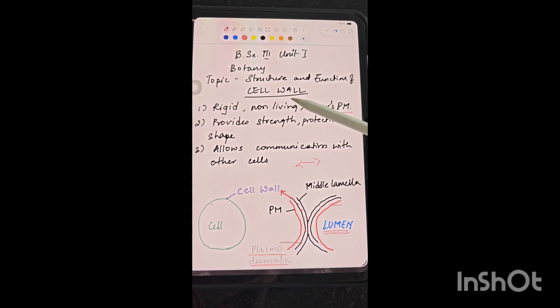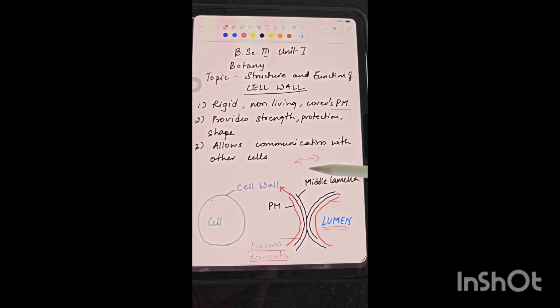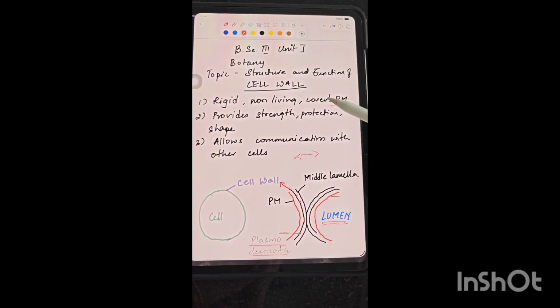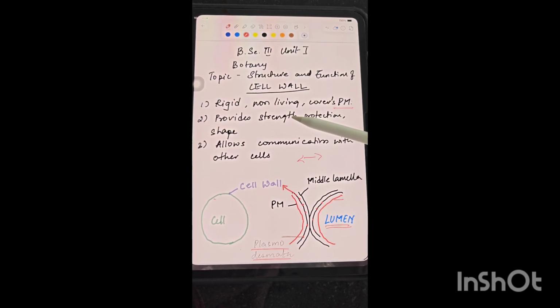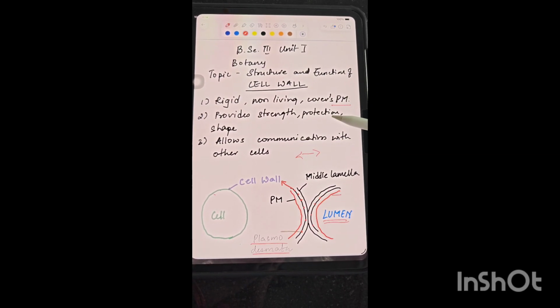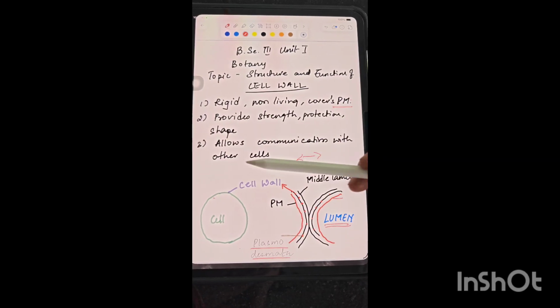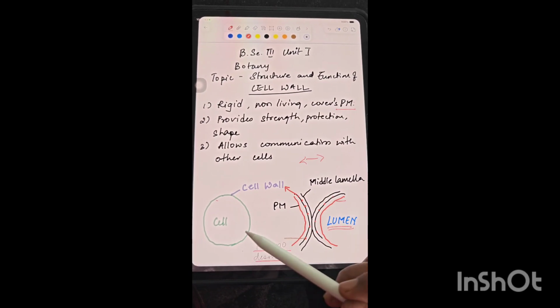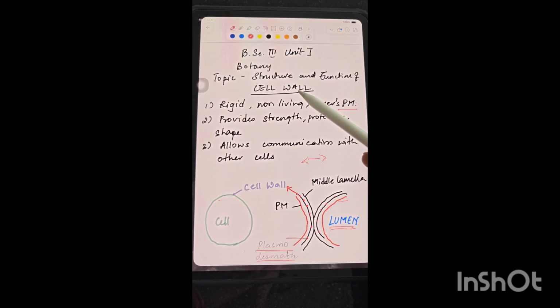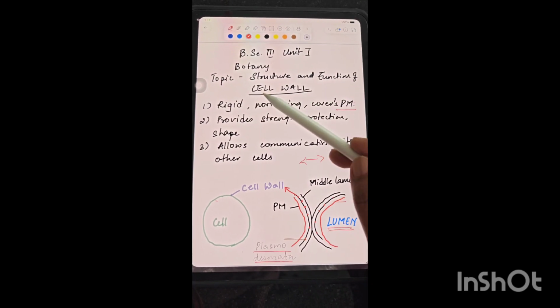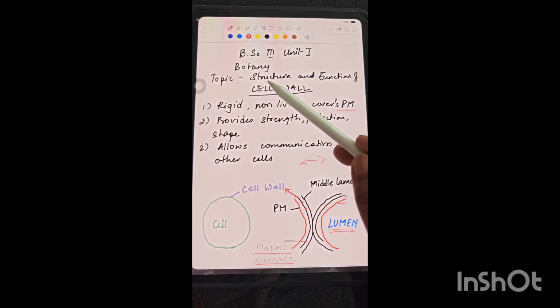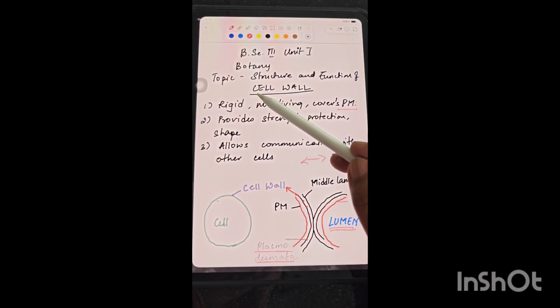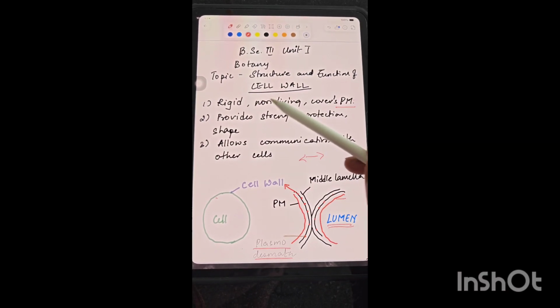So as we all know, in the previous lecture we discussed the eukaryotic cell structure. In that we have seen that there are plant cells and animal cells. In a plant cell, you have an outer layer which is a protective layer or covering, you can say. That layer is called the cell wall. As the name itself says, this wall protects the cell, it is the outer covering, that's why it is named a cell wall.